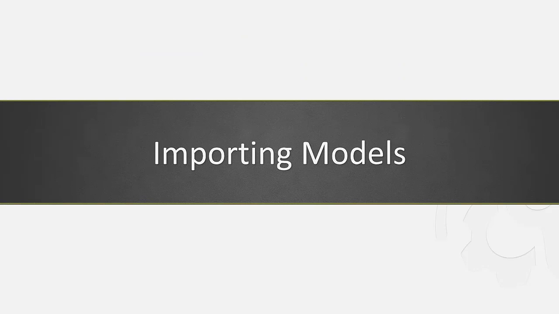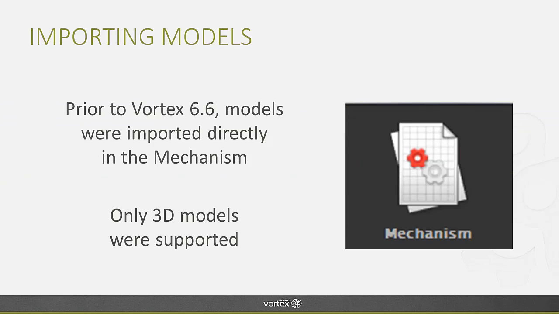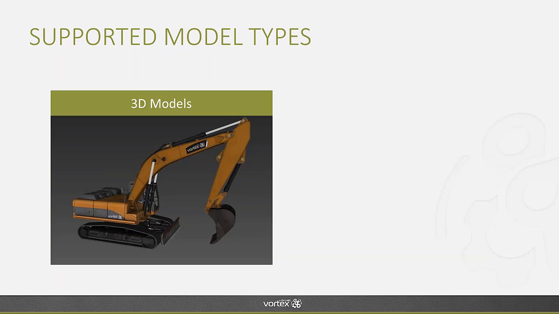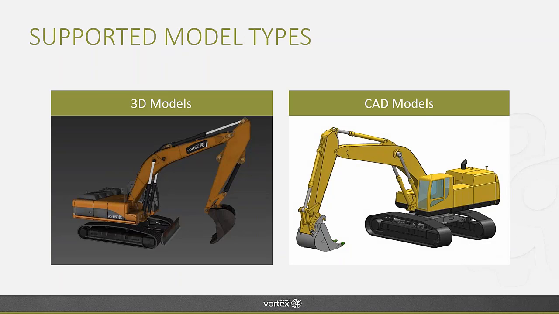All right. So now that we are clear on what the graphics gallery is, we're going to begin the process of creating a model in a mechanism in Vortex by importing our model. Now, before Vortex 6.6, we used to import models directly into the mechanism, and you had to import a 3D model. You also had little to no control over the hierarchy and visual aspect of your model. So since then, in 6.6, we've also added support for CAD models. Now, these are extremely popular for users who want to create virtual prototypes, so they can go directly from engineering-grade CAD assets to a Vortex mechanism.